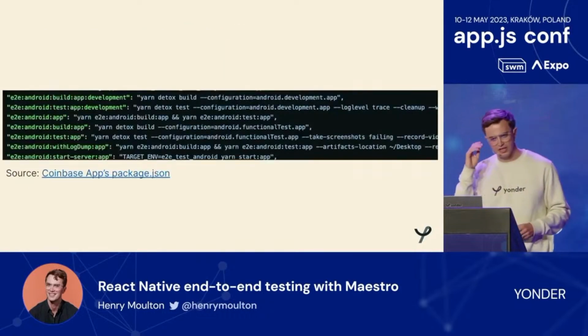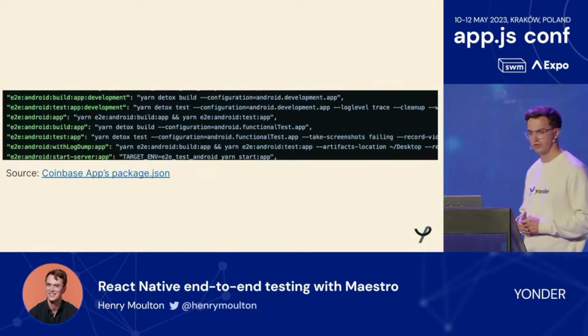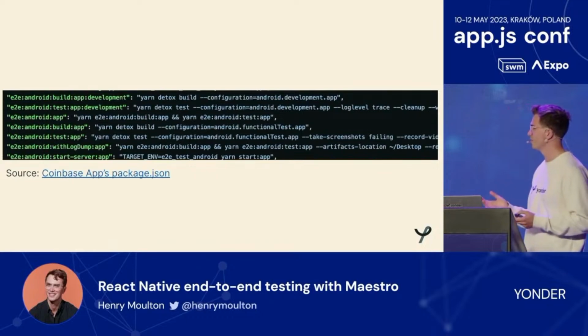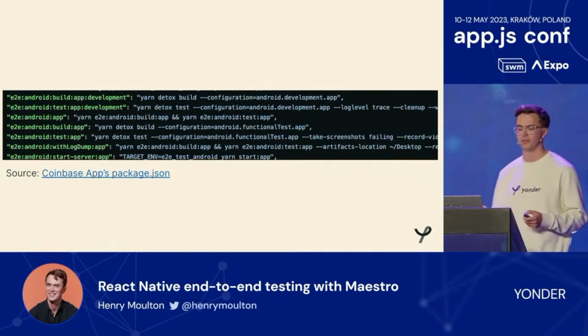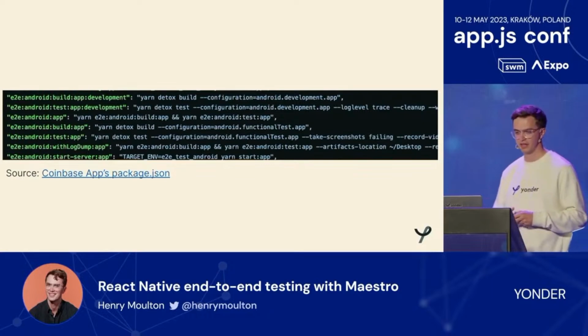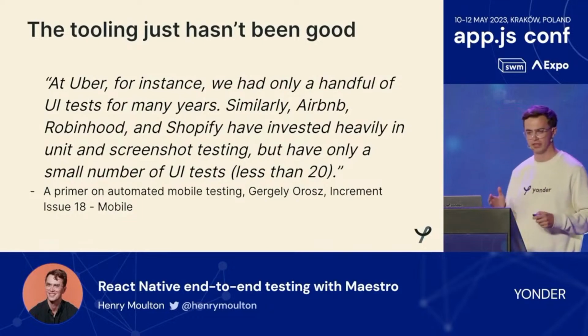But end-to-end testing was still on my mind and still is today. Thanks to Johnny Berger, who's speaking next. He actually managed to get hold of Coinbase's app's package JSON. You can see it's really clear that if you're an established app in the React Native ecosystem, you're probably using something like Detox or Appium to do a bit of end-to-end testing. But having done that in the past, I always came to the conclusion that the tooling just hasn't been good.